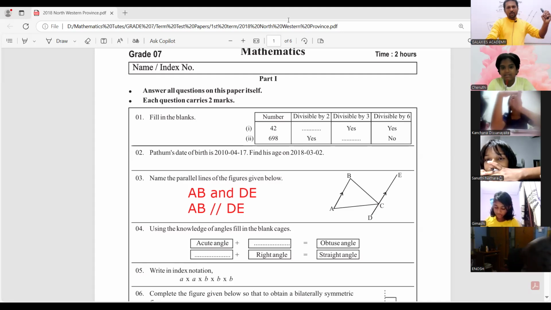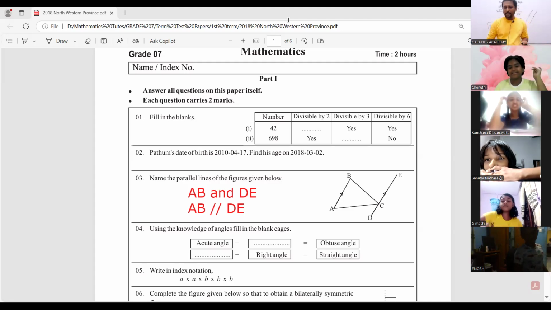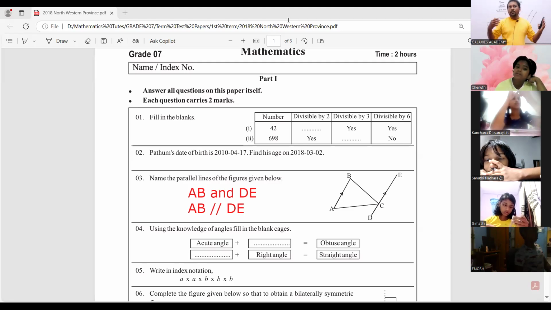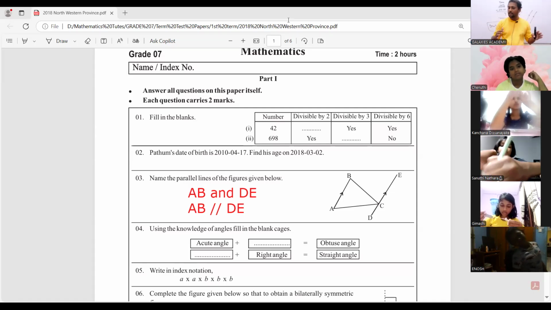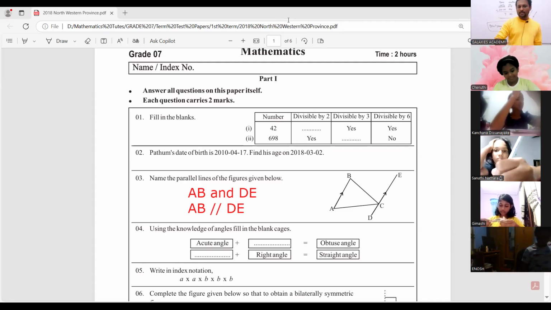I also discussed with you the magnitudes of the angles, no? Acute angles are less than 90 degrees. A right angle is equal to 90 degrees. A straight angle is equal to 180 degrees. An obtuse angle is greater than 90 degrees and less than 180 degrees. And reflex angles are greater than 180 degrees and less than 360 degrees. Right? Using this knowledge, you have to write the answers for these questions.